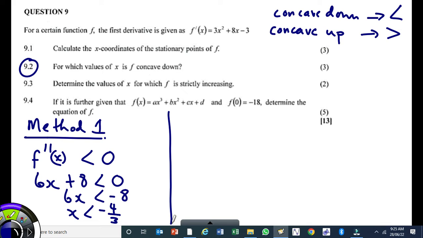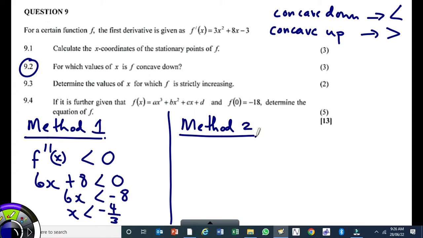But if you don't like this one, then method 2: instead of saying the second derivative is less than 0, you can replace the inequality sign by an equal sign. But that scenario is a little bit tricky, because if the graph is not given, you are going to have problems. If you find the x value at the point of inflection, you are going to have challenges interpreting that x value. Are you following what I'm saying?